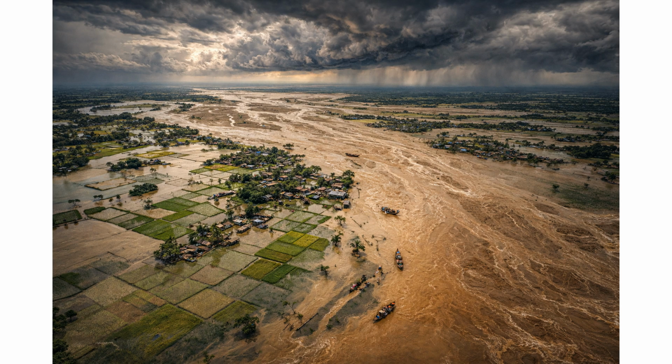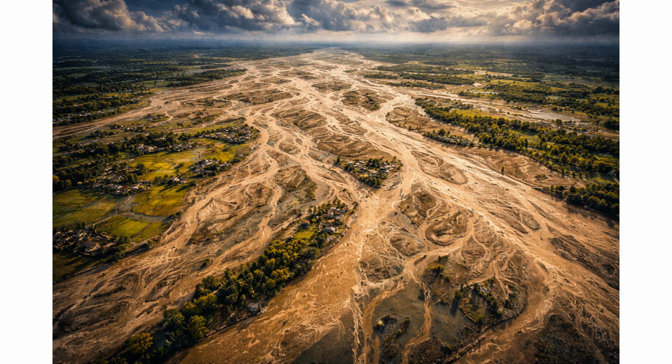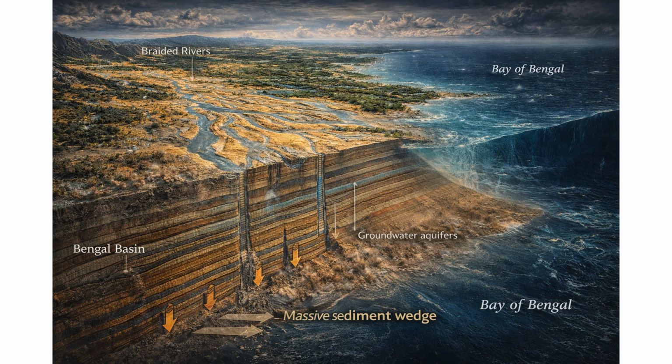Environmental hazards and cyclonic activity. The Bay of Bengal is one of the most cyclone-prone regions on Earth. Tropical cyclones frequently form over the warm waters of the Bay of Bengal and move northward towards the deltaic coast. These storms generate powerful waves and surges that can inundate large portions of the low-lying delta.